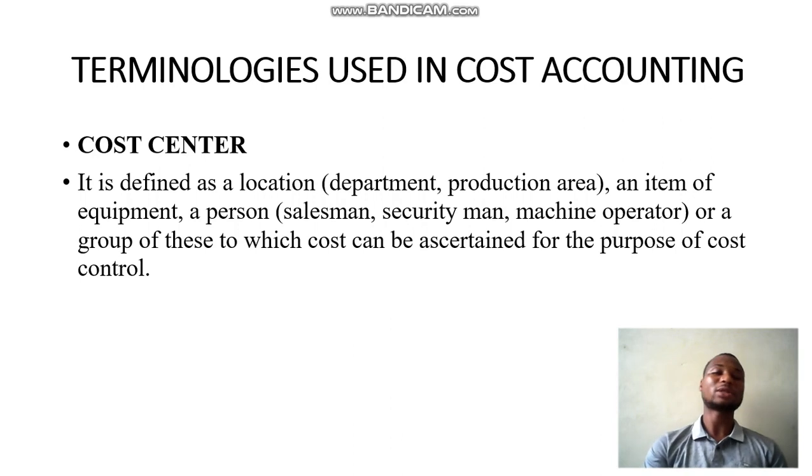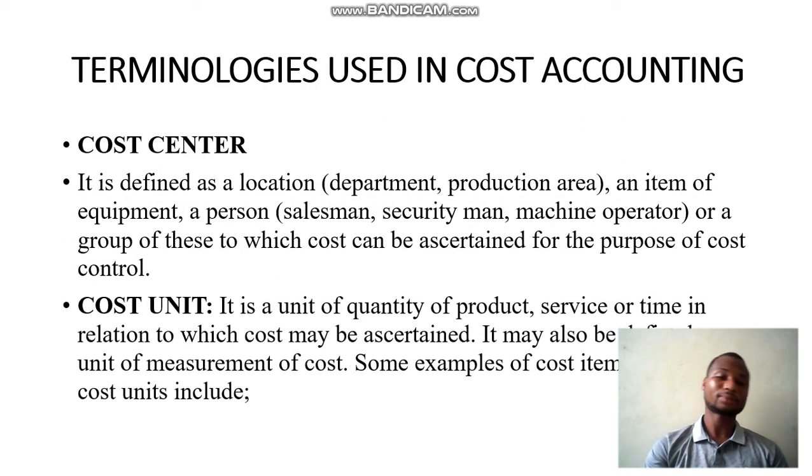The next terminology is cost unit. A cost unit is normally seen as the unit of measuring cost. In mathematics or in science, they have units of measurement. Under cost accounting, the units we use to measure costs are referred to as cost units. So we say that it is a unit of a quantity of a product, a service, or a time in relation to which cost may be ascertained. So it's a unit that we use to measure cost.